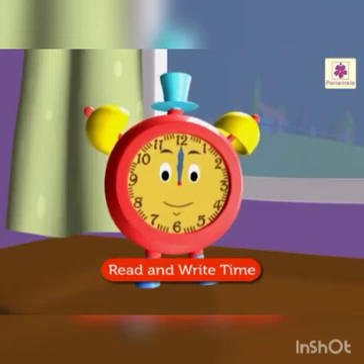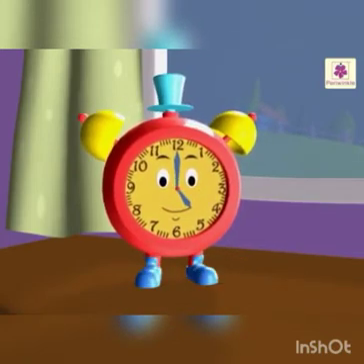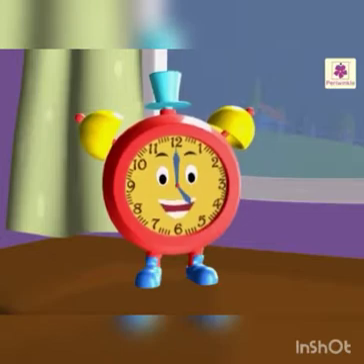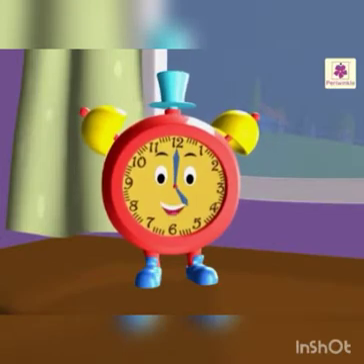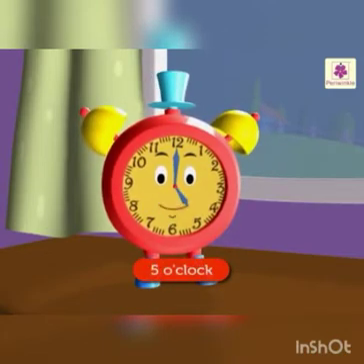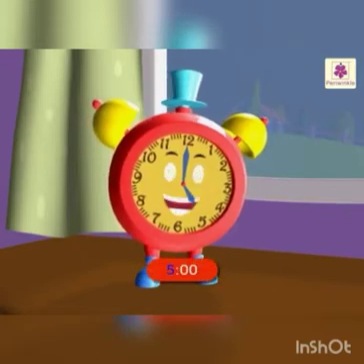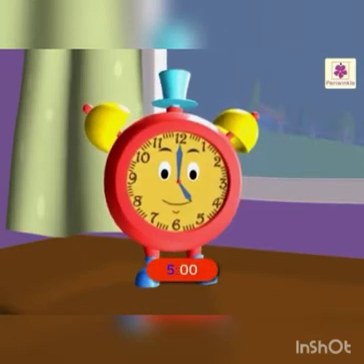The minutes hand moves fast and the hours hand moves slowly. Today, we will discuss how to read time. Here, the hours hand is at 5 and the minutes hand is at 12. So now the time is 5 o'clock. We write this time as 5:00.